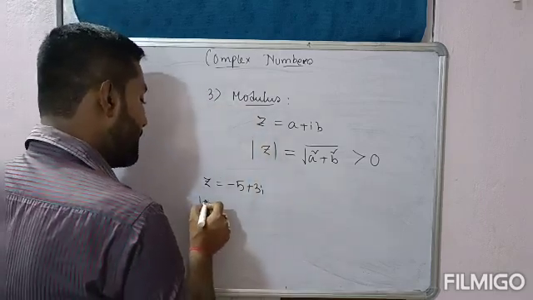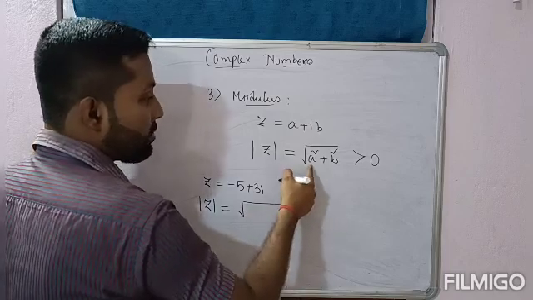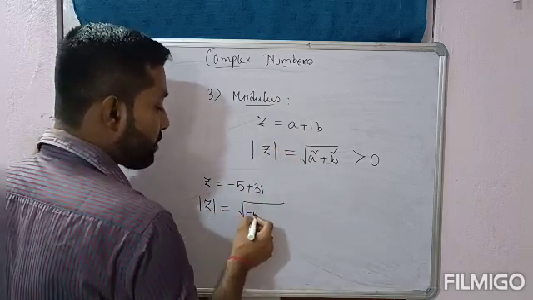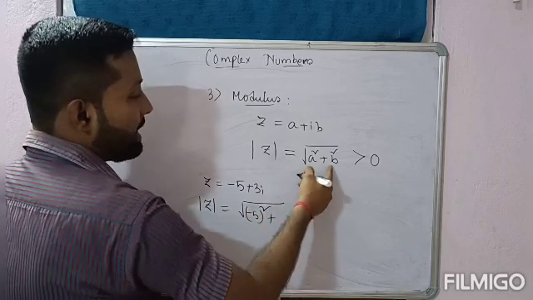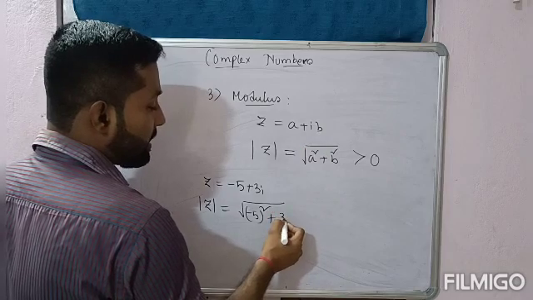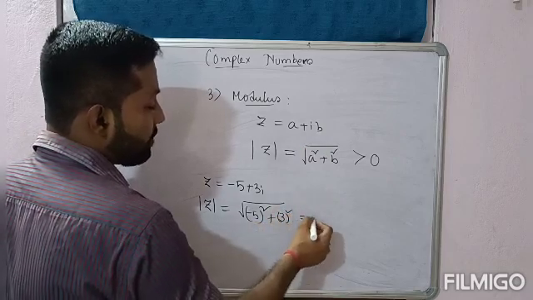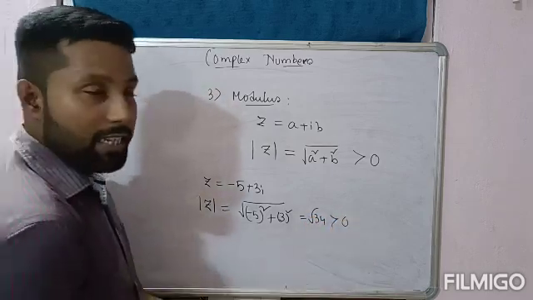Then how can we write? Modulus of z is equal to under root a square plus b square. A means the real part of z, so here the real part of z is minus 5, so minus 5 whole square plus b square. B is the imaginary part of z, this is 3 square, so 5 square, that is 25 plus 9, root over 34. Look at here the value, this value is always greater than 0.